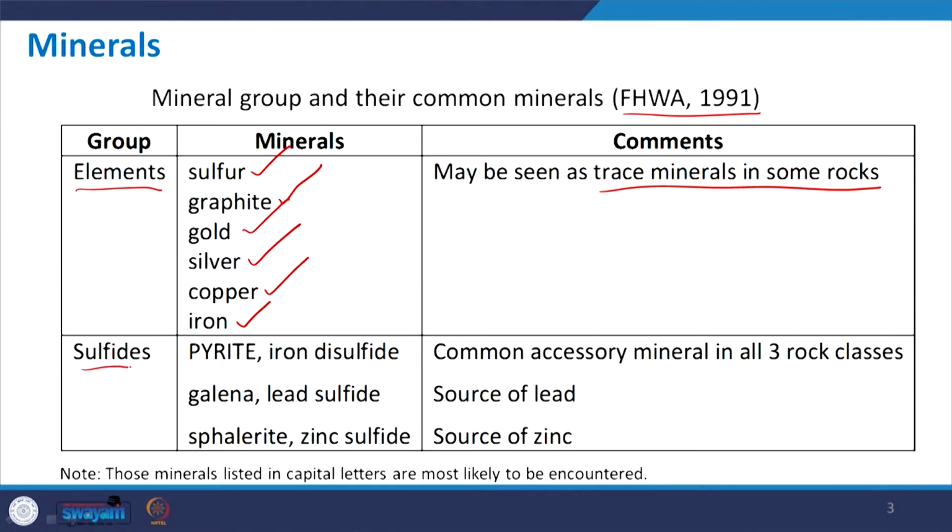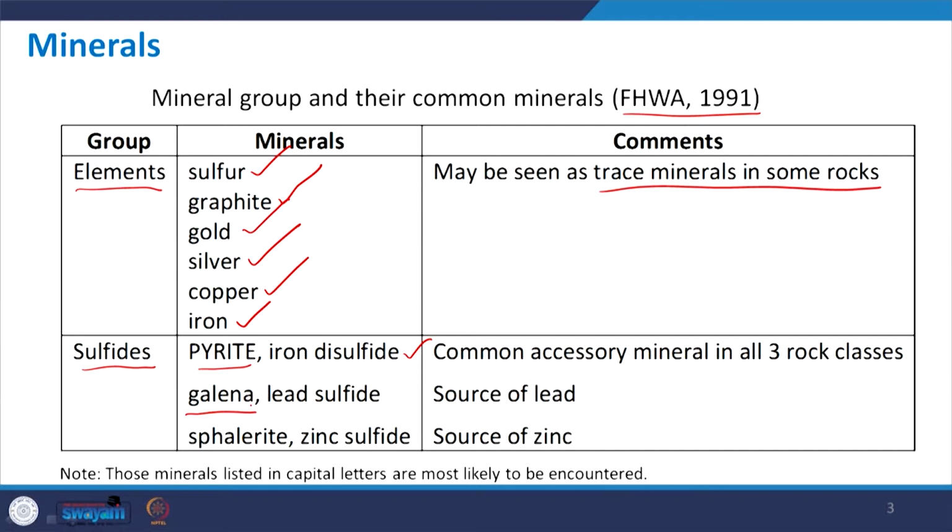Then the next group is sulfides. Now this has pyrite, iron disulfide, which is a common accessory mineral in all the 3 rock classes. We will discuss what these 3 rock classes are after we finish our discussion on minerals. Then the next is galena, or lead sulfide. This is the source of lead. Sphalerite, then zinc sulfide, is the source of zinc.